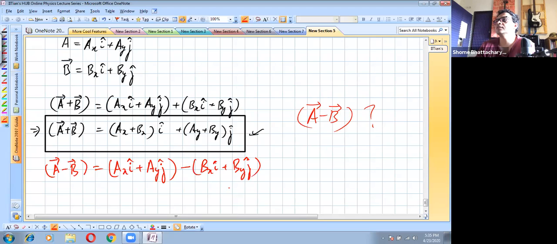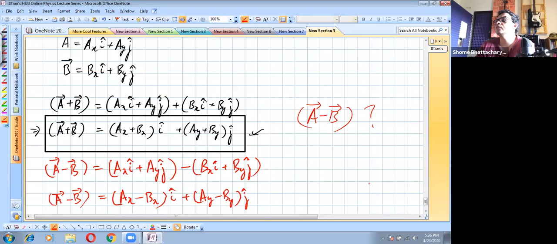So this thing is your vector b, and then just apply the distributive property of the minus sign. When you open the bracket, it becomes minus bx i cap minus by j cap, and this is plus ax i cap plus ay j cap. So when you finally take common, you have ax minus bx multiplied by the common term i cap, plus ay minus by multiplied by the term j cap. So this becomes your formula of a minus b.